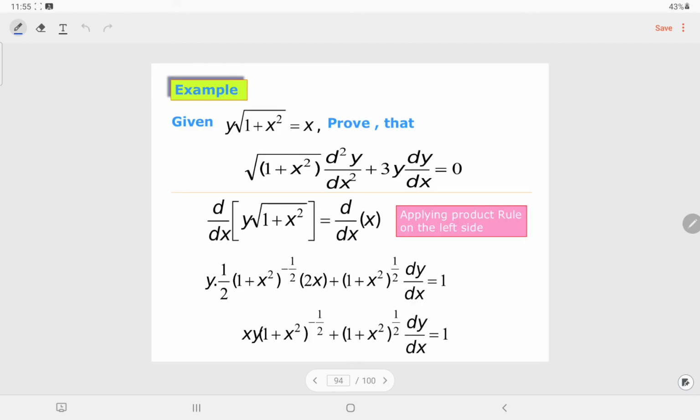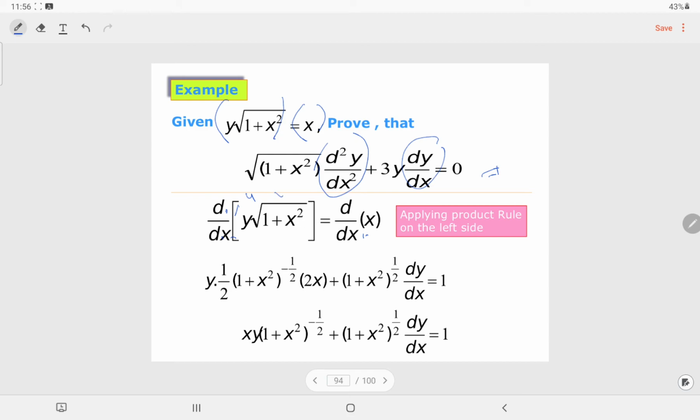Okay, another example. Given y times square root of 1 plus x squared equal to x, prove that this one. So first of all, we need to find the first derivative and second derivative because we need to prove the second derivative result. So first we differentiate the left hand side and the right hand side.